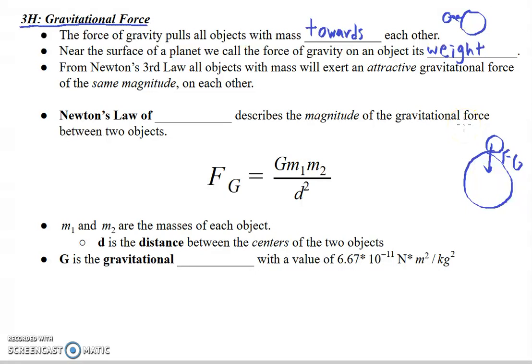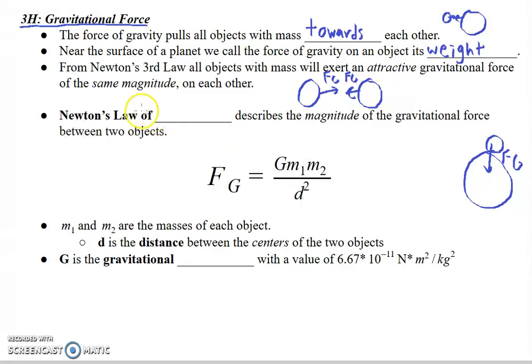It's also important to realize that, by Newton's third law, the action force and reaction force are going to be the same size. Any two objects with mass are going to exert an attractive gravitational force, meaning they're pulling towards each other. That force is going to have the same magnitude for each object. It doesn't matter which object is bigger or has more mass. Just by the third law, they're going to exert the same force of gravity on each other. That's important to keep in mind.